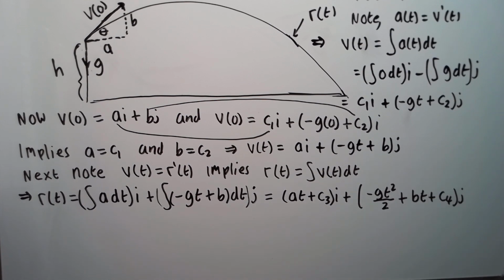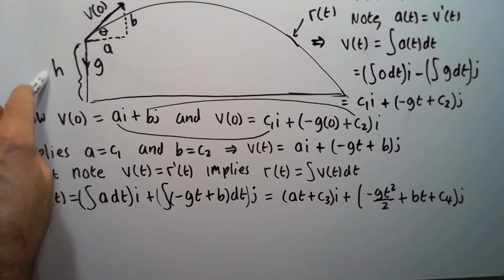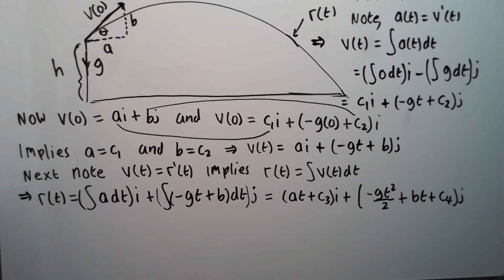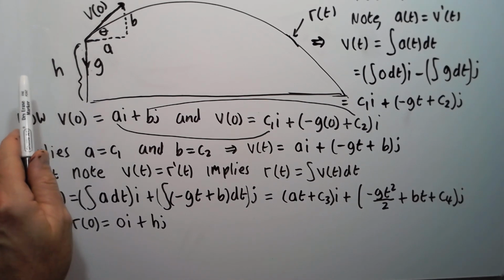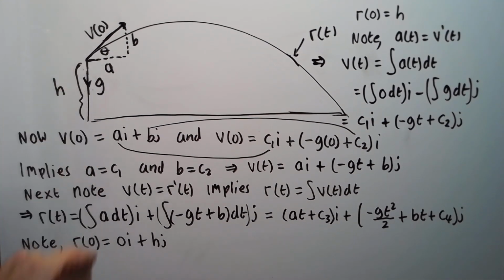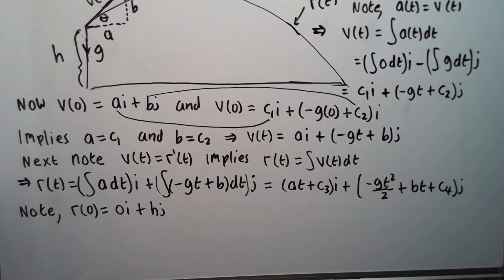But we know that at time 0, H is your position, so let's note that. At time 0, for our diagram up here, we're at H, and that's in the j direction, so you can think of the position at time 0 as 0i plus Hj. Also, we can plug 0 into this equation we just derived over here. So let's write that here.